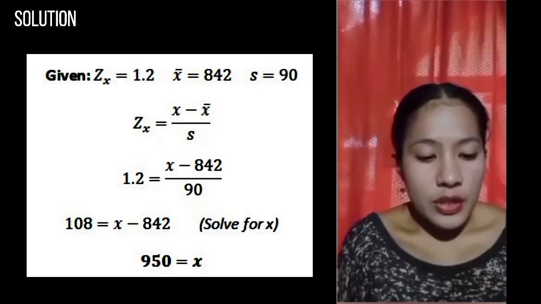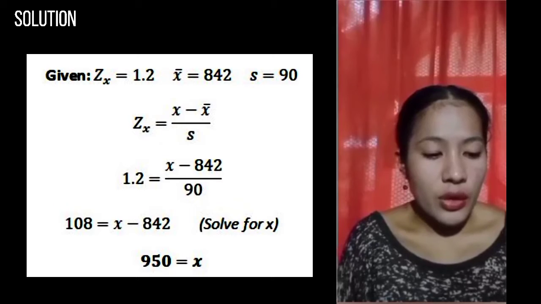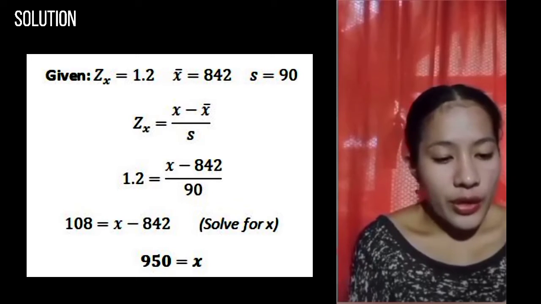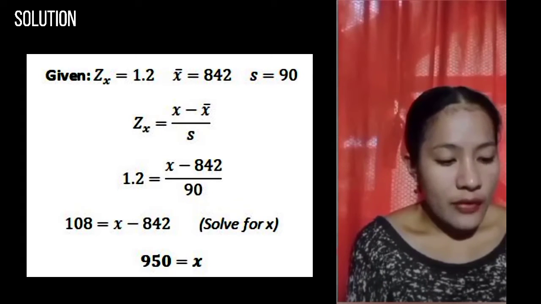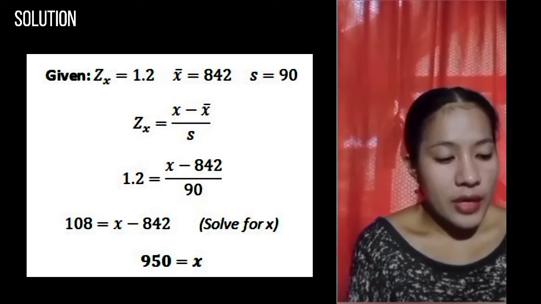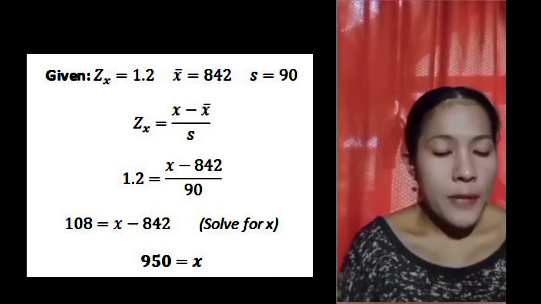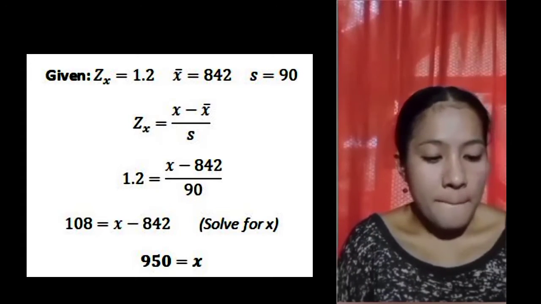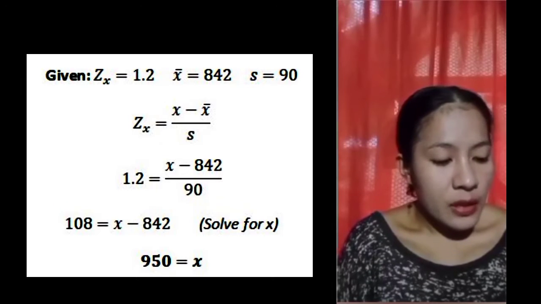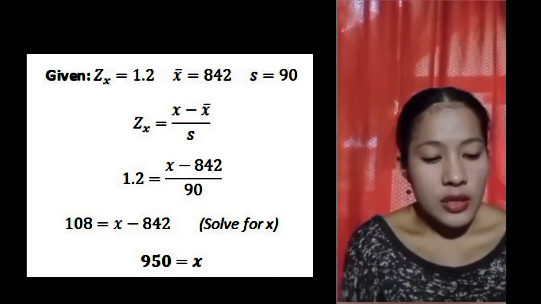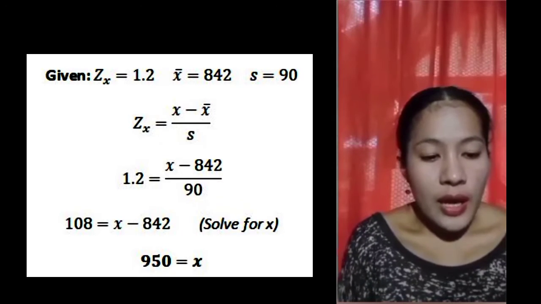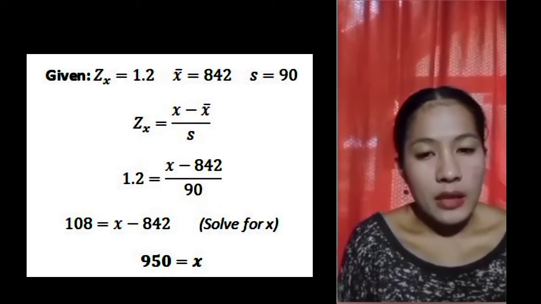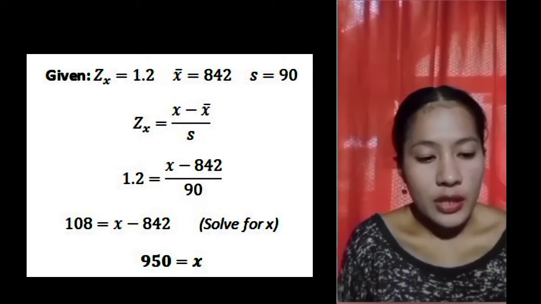Solution. Substitute the given values into the Z-score equation and solve for x. So we have the Z-score is 1.2, our standard deviation is 90 and our mean is 842. So this is the formula: Z-score is equal to x minus mean over standard deviation. So 1.2 is equal to the given data x minus mean 842 over standard deviation 90.